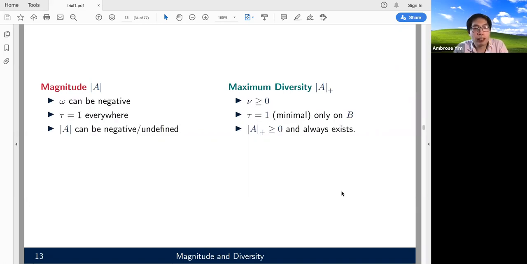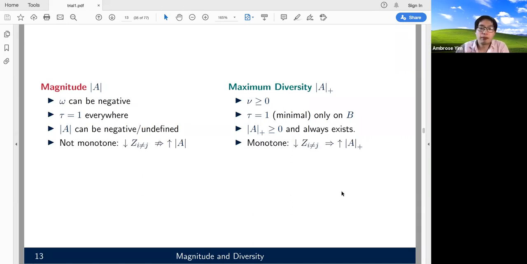Magnitude can be negative or undefined, but we can prove that maximum diversity is always positive, and this number always exists. Moreover, it satisfies these intuitive properties. So if we decrease similarity, the maximum diversity is non-decreasing.